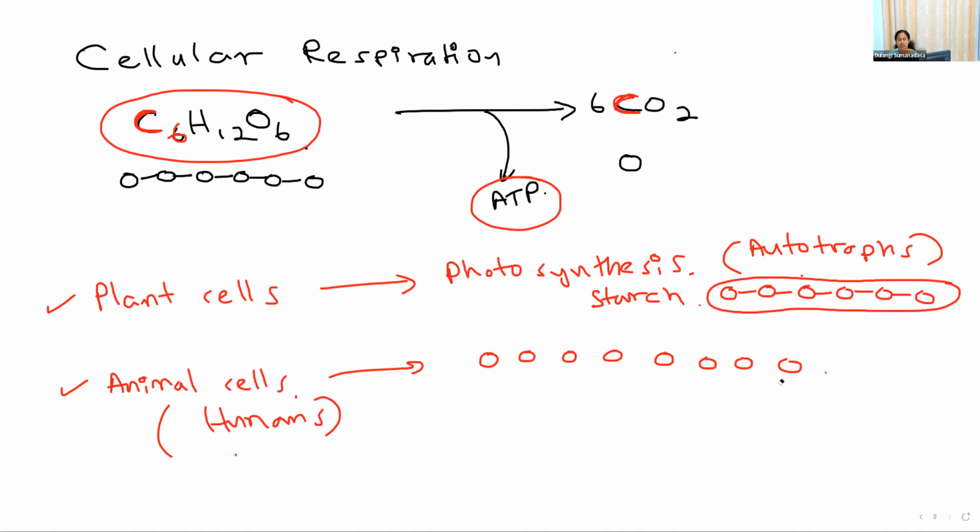Whether the cells can make their own glucose or they're going to get it from another source, the main input needs to be glucose, right? So whatever the way, everyone must have glucose to undergo cellular respiration.